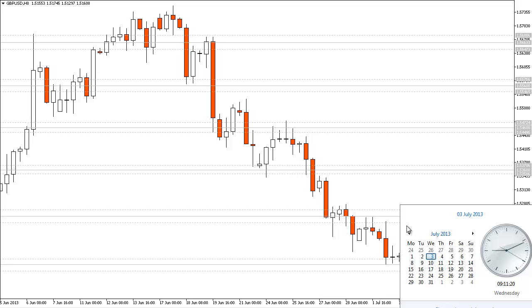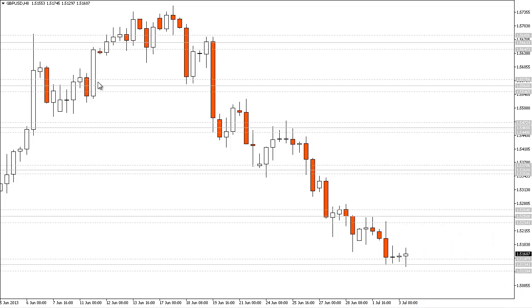Today is Wednesday the 3rd of July 2013 and you're looking at a GBP USD 8-hour chart. I'm looking at taking a long reversal trade. Now this is the setup I'm looking at right now.